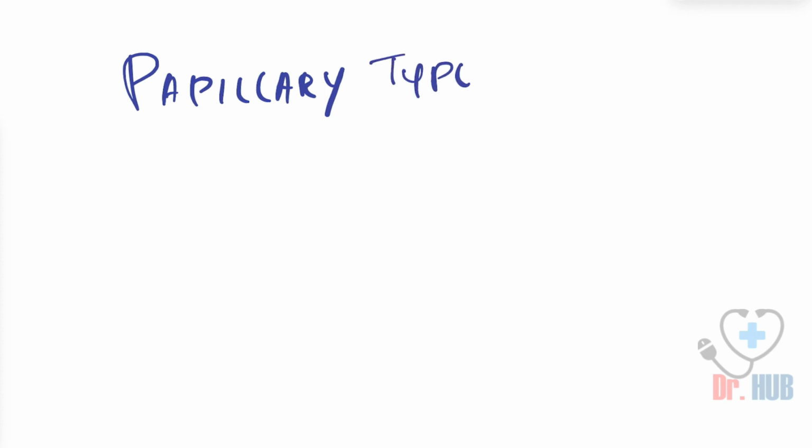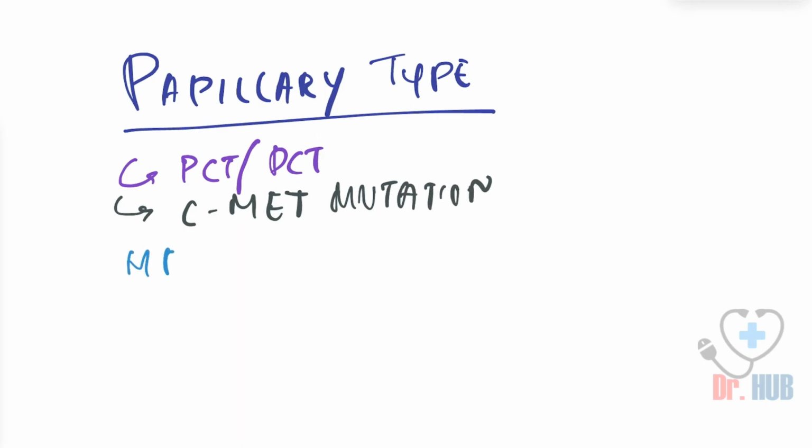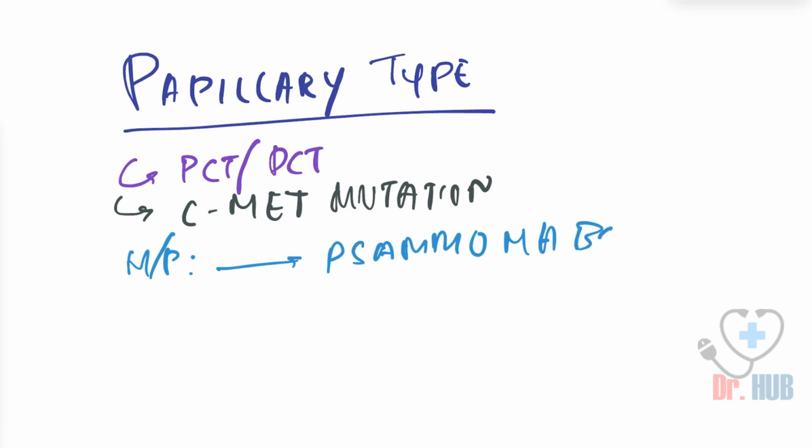Then we look at the papillary type. Under papillary type, we need to know it originates from the PCT as well as the DCT. And what is the cause? It is caused by the c-Met mutation. And the histopathology, if you see, it is nothing but psammoma bodies.